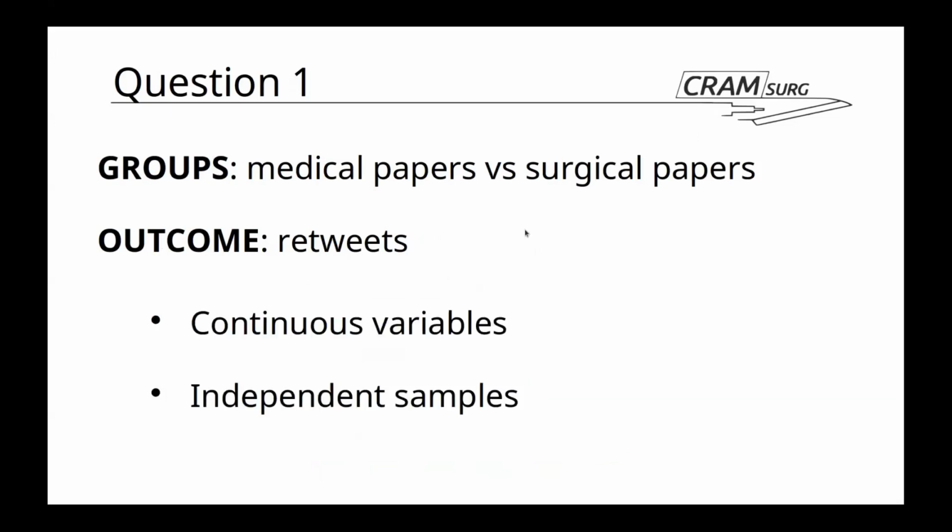So there's continuous variables, the retweets, and then there's 2 independent samples. Yes, because medical papers and surgical papers are independent from each other. There is no sequence. It's not like I've tried something to make something better and then I'm testing again. These are 2 completely separate samples. They're called independent. And what parametric test that we know you could use here?